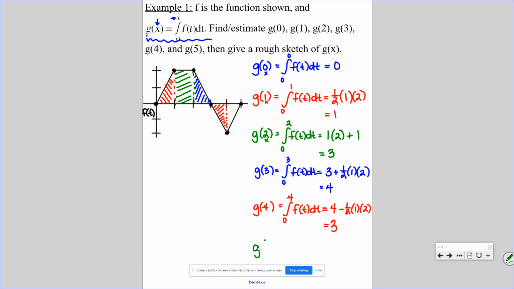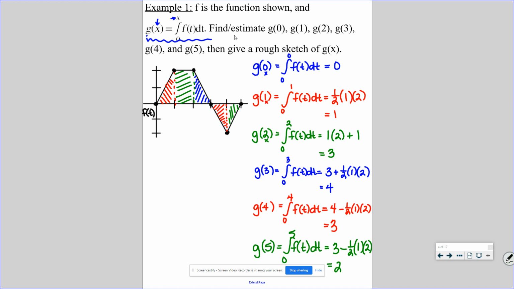Okay, last one, G of 5. Everywhere we see an X, we put a 5, which is basically going to tell us that we need to find the area from 0 to 5. Well, the area from 0 to 4, the net area is 3. We are going to add on, actually subtract, because it's a negative area again, the area of this little triangle. Okay, the area of that little triangle looks like a base of 1 and a height of 2 again, so this is going to give us a total of 2.